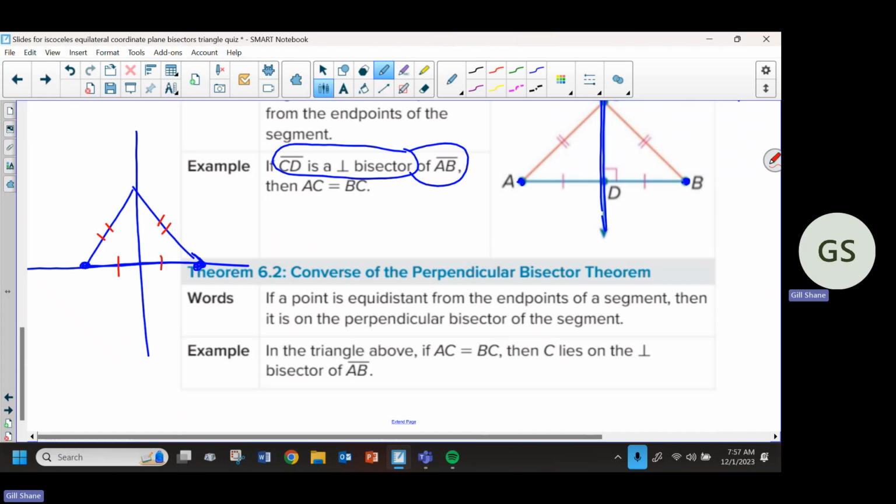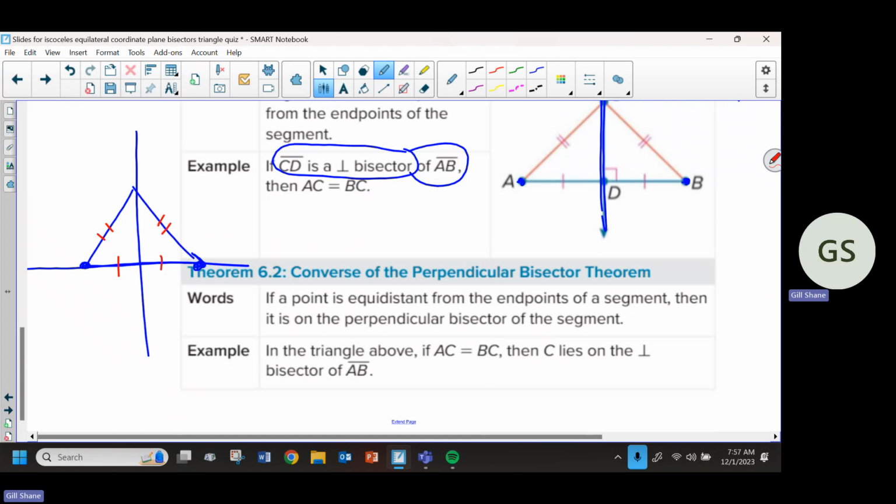They tell me these two, so this point is the same distance away from here as this point is, so that distance is the same. This point is the same distance from both endpoints as this point. That means that the line going down the middle is a perpendicular bisector.